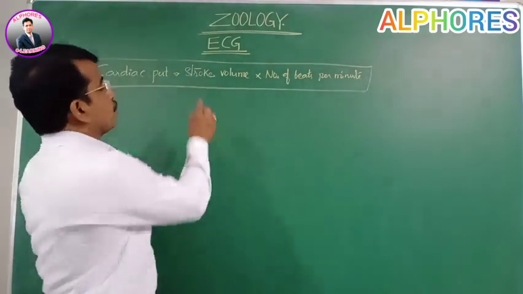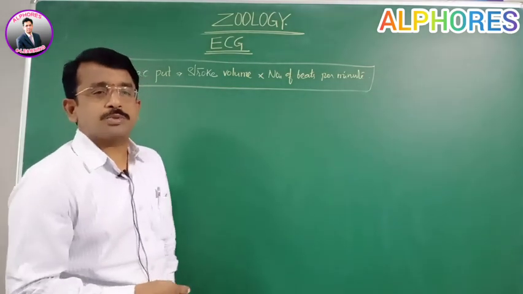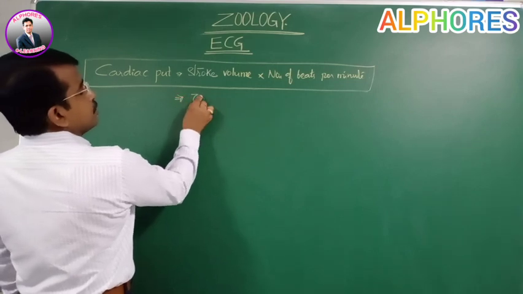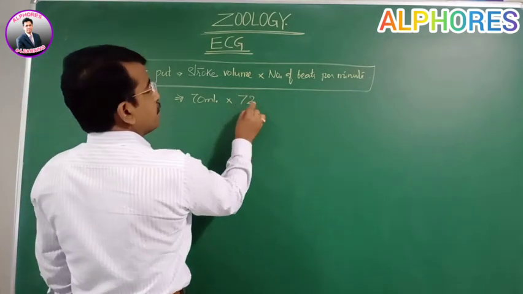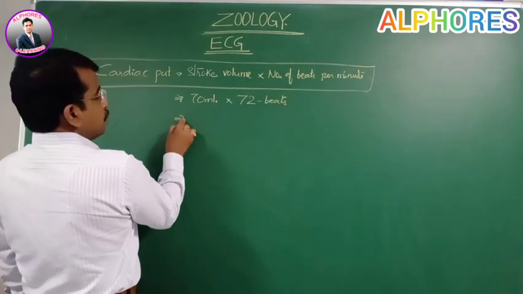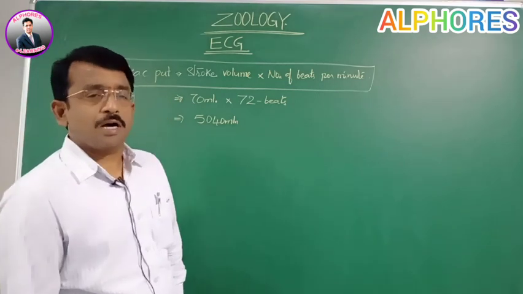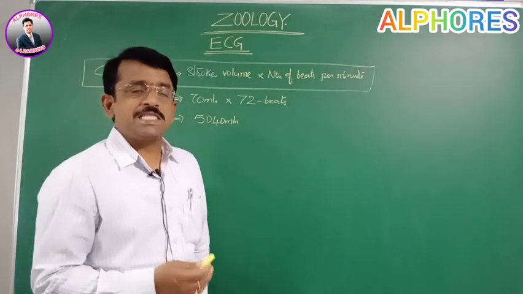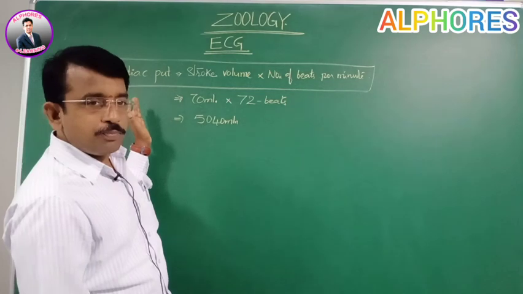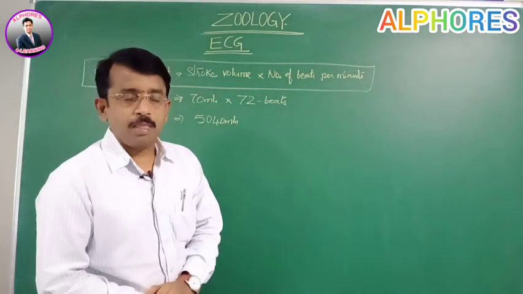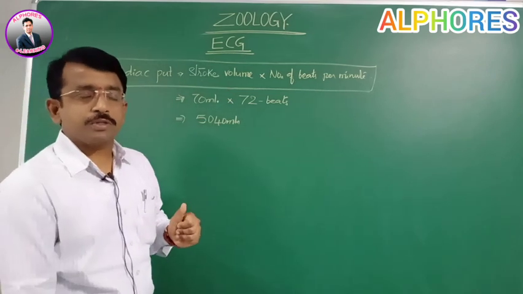So this cardiac output includes stroke volume, which means the amount of blood that is pumped out of each ventricle per beat, which is 70 ml. The number of heartbeats varies from 70 to 80. If we take an average of 72 beats, it comes to 5040 milliliters of blood pumped per minute from the human heart. This is the way we can calculate it: if the cardiac output is given, the number of beats per minute can be calculated. And humans have the ability to alter the stroke volume as well as the cardiac output.